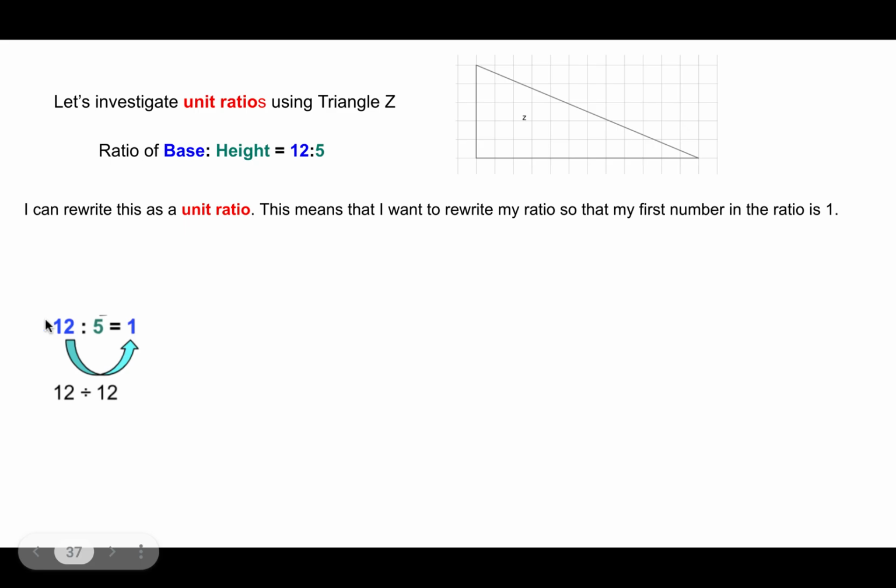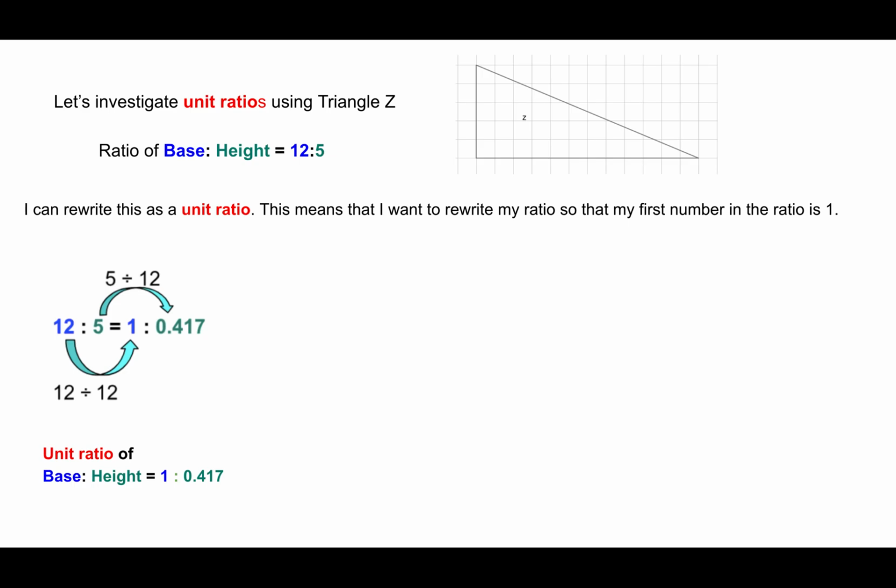If I divide the first number by 12, I need to divide the second number by 12 as well. So 12 divided by 12 is 1, and 5 divided by 12 is 0.417, or 417 thousandths. So we'd say the unit ratio of base to height is 1 to 0.417.